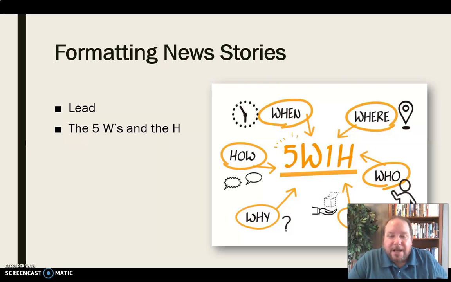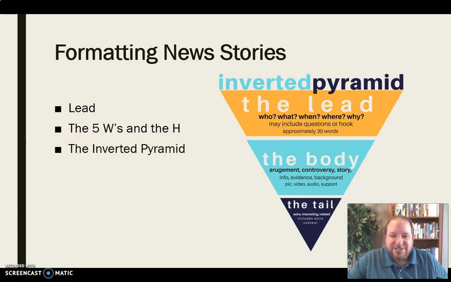Now, one common format for news stories in particular is what's called the inverted pyramid in journalism. You can see here the inverted pyramid. It starts with the lead. That's the very first thing, the very top. And it's really short, again, one to two sentences, answering those questions, not necessarily all of them, but certainly any that are particularly relevant to that story: the who, what, when, where, why, and how of the situation. And it needs to include some sort of hook to keep the reader interested and keep them continuing on in the article.